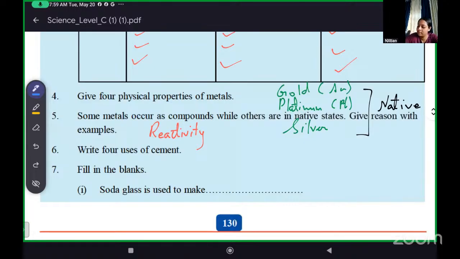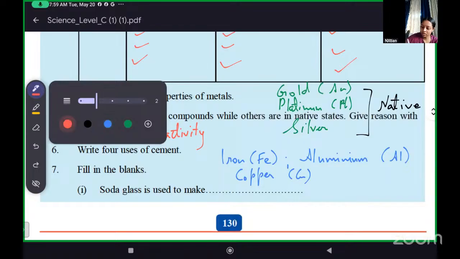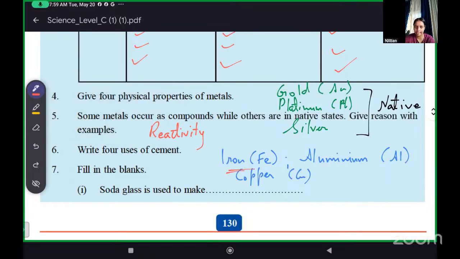What are these elements? Elements such as iron, or Fe. Then we have elements such as aluminium, copper. Now, what happens? Iron is highly reactive and it forms oxides such as Fe2O3, or sulfides like FeS2 when it is exposed to oxygen in the air. Try to understand this. Iron is highly reactive and it can form oxide or sulfide.